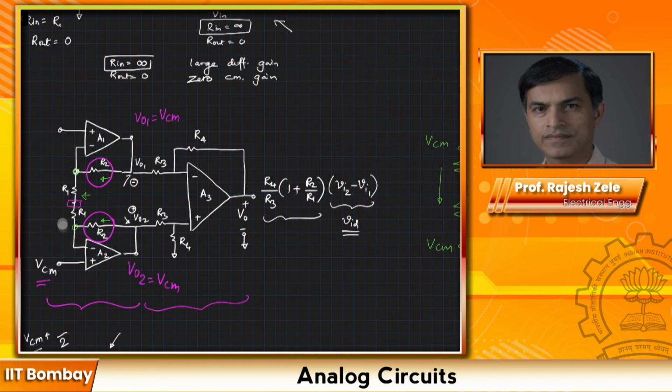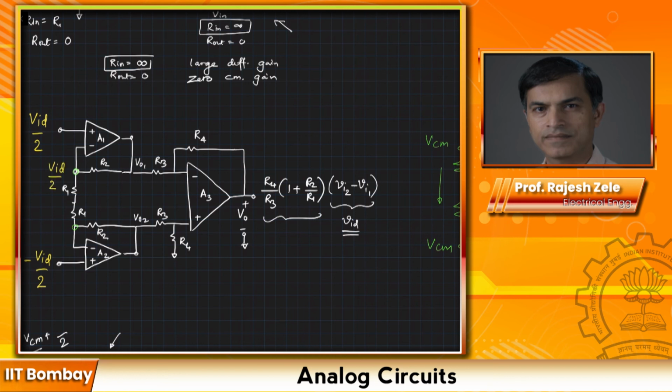Now I'm going to apply our superposition analysis. Okay, let's do that. And I'm going to use a different color for that. Let's use yellow color. So if there is a VID divided by 2 applied here and minus VID divided by 2 over here, the differential signal will appear across this resistor like this, VID by 2, minus VID divided by 2, due to the virtual short.